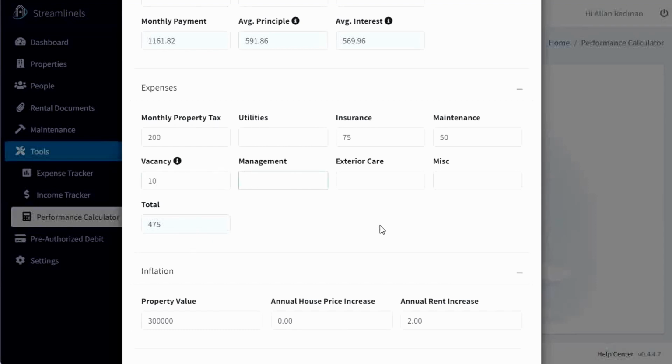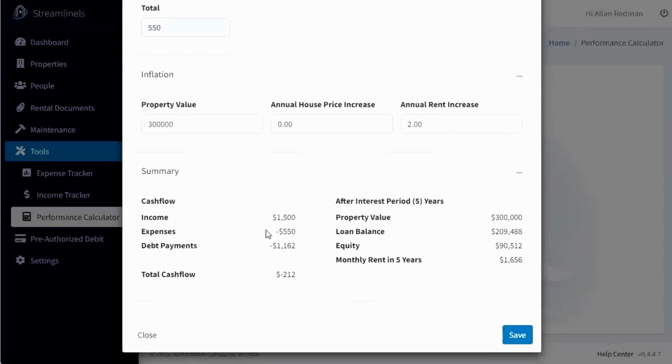Management, let's say you're using Streamline Landlord Service and you're only paying a little bit for our services, instead of using a property manager, or if you're a property manager, those are your own expenses internally. So let's just budget something small, like 25 for now. Exterior care, let's say that's left up to the tenant, and miscellaneous, it's always good to throw $50 in there. So we've got a total of $550 in expenses.